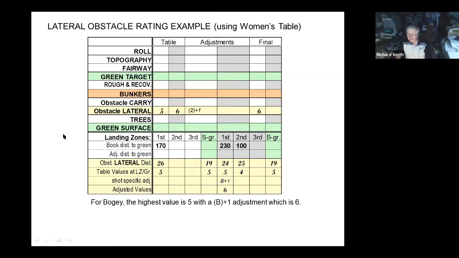Okay, for bogey, the highest value is actually 6. It was a 5, but with the B+1, it becomes a 6. We also have a 5 over here. Our total is 11. So again, we have a 2+1 adjustment, which for bogey goes here. And we've taken the highest value, the 6, added the 2+1 adjustment, and we get a 7 for the final value for bogey.